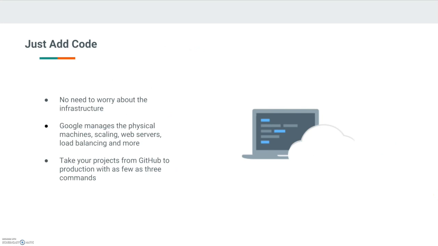Just add water? No, just add code. There's no need to worry about the infrastructure when you're using the Google App Engine. Most of the infrastructure is all handled by Google Cloud Platform. In fact, Google manages the physical machines, scaling, web servers, load balancing, and more. So this allows you to take your projects from GitHub to production with as few as 3 commands.